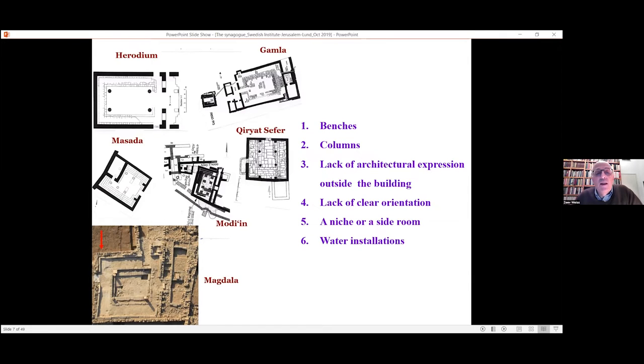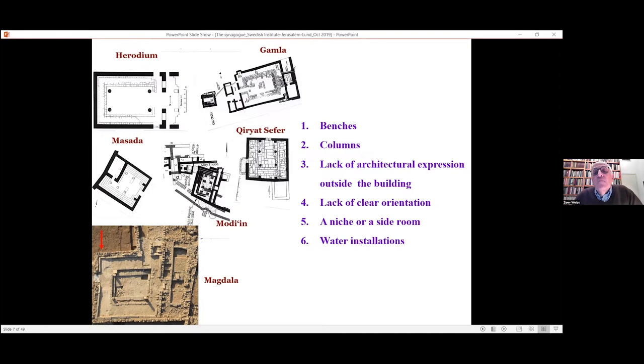If you look at the plan of the buildings, each of them is oriented differently. Some of them are oriented in an east-west direction, some north-south, some in different directions. So we clearly see that those buildings have no clear orientation. At times, inside the hall there is a small niche, like the one at Gamla, or side rooms like the one at Masada, but those do not necessarily exist everywhere.